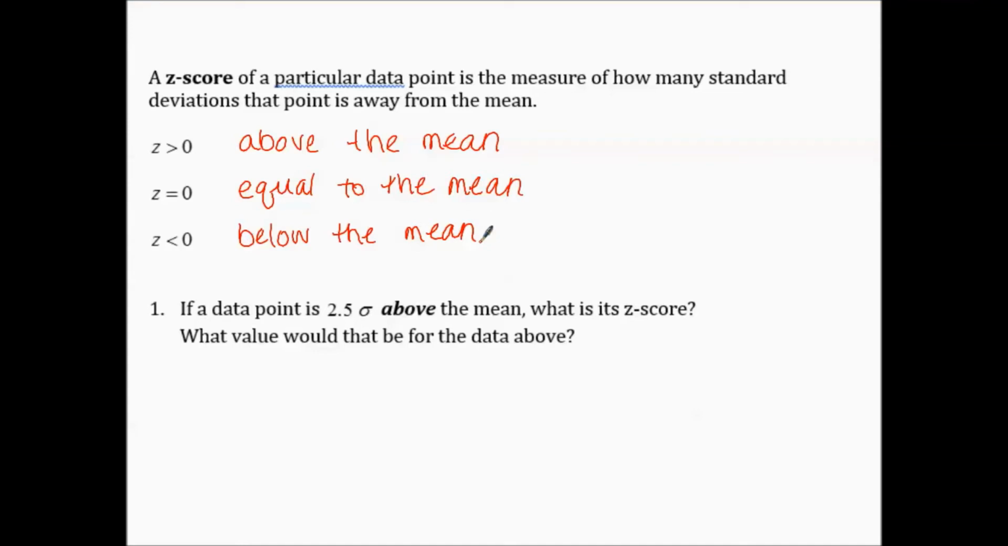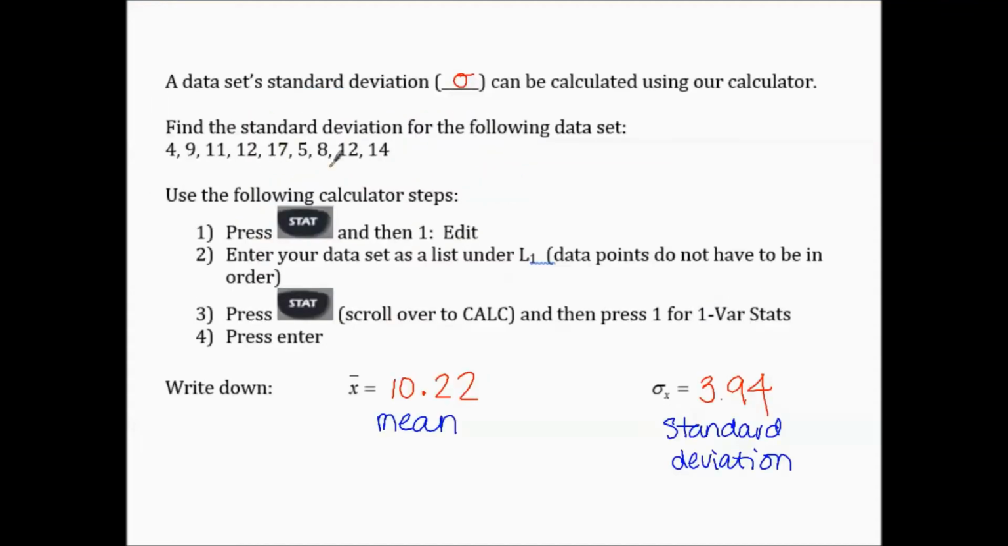So, if a data point is 2.5 standard deviations above the mean, what is its z-score? Since the z-score tells us how many standard deviations a point is from the mean, its z-score would be positive 2.5. And we know that it's a positive number because it says that it is above the mean. What value would this be for the data above? That refers to this set of data where we already calculated the mean and the standard deviation.